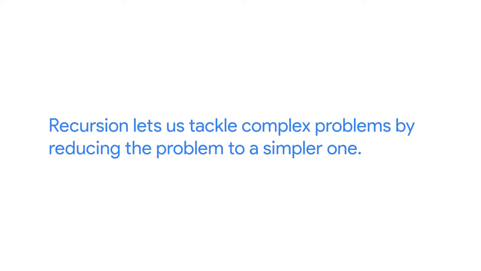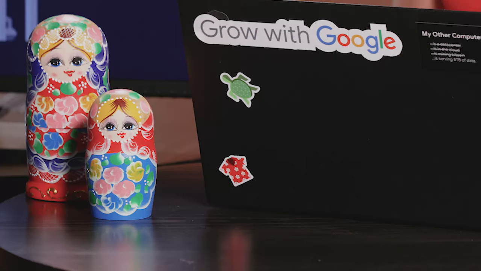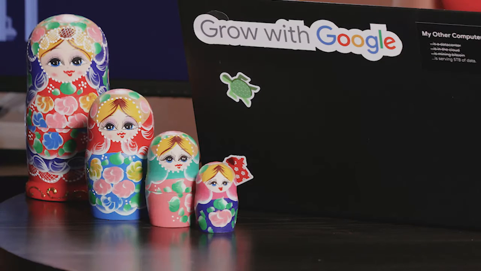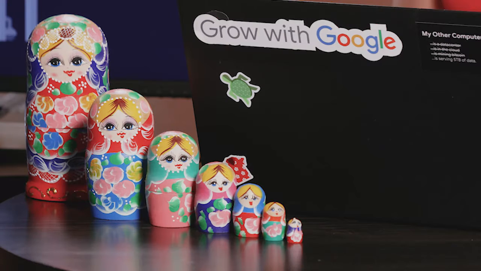Have you ever played with a Russian nesting doll? They're a great visual example of recursion. Each doll has a smaller doll inside it. When you open up the doll to find the smaller one inside, you keep going until you reach the smallest doll, which can't be opened. Recursion lets us tackle complex problems by reducing the problem to a simpler one. Take our Russian nesting dolls, all nested inside each other, and imagine we want to find out how many dolls there are in total. We would need to open each doll one by one until we got to the last one, and then count how many dolls we've opened. That's recursion in action.